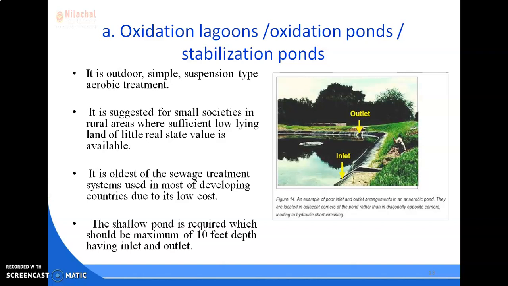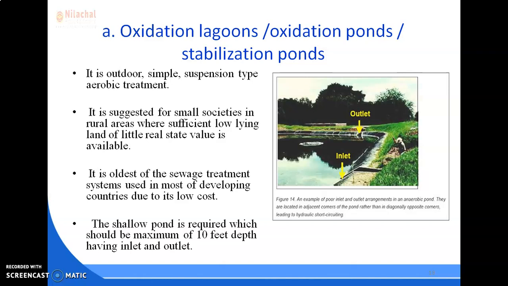So it is an outdoor simple suspension type aerobic treatment. An oxidation pond, also called stabilization pond. So it is an artificial pond in which sewage can be retained for a sufficient time to satisfy the biochemical oxygen demand, that is BOD, and thereby make the sewage non-harmful.